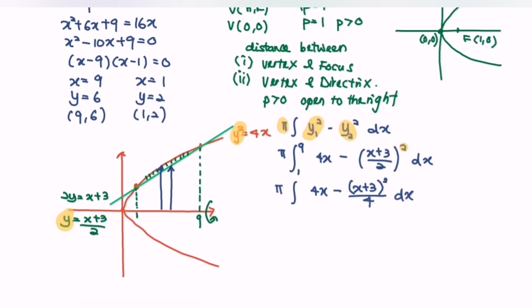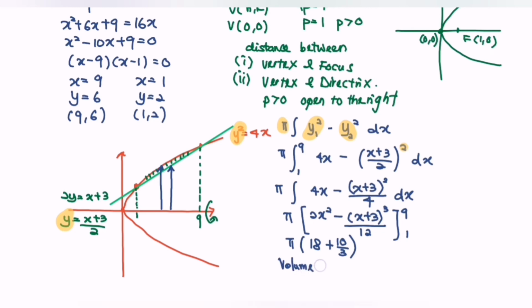Here we have pi. So integrate, and we will have 2x squared minus (x plus 3) to the power of 3 over 12, for the limits 9 and 1, multiplied by pi. So if we substitute 9, we will obtain pi times (18 minus, if we substitute 1, we will obtain negative 10 over 3, meaning that we will obtain plus 10 over 3). So finally, the answer for the volume will be 64 pi over 3 unit cubed. So here we are, and thanks for watching.